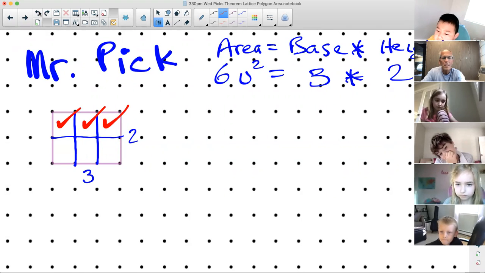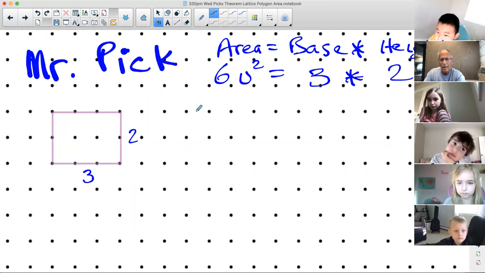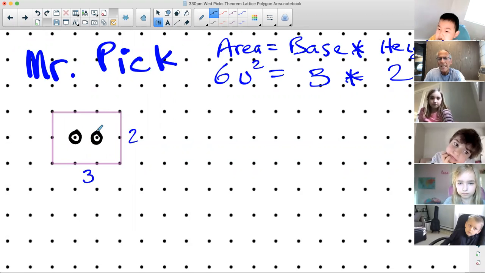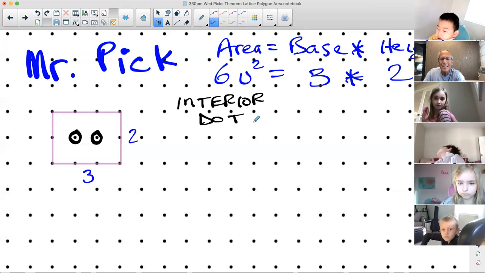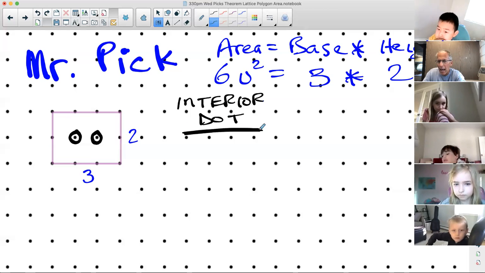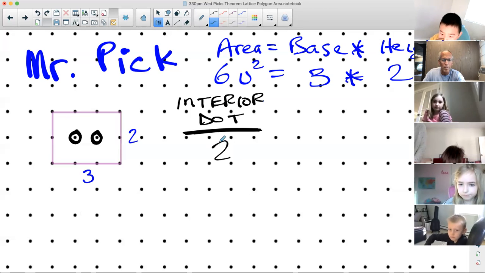Now, this is what Mr. Pick was thinking about. Mathematician Pick said, hey, what if I count the dots in the middle? He called those interior dots. So I'm going to write down the word interior dots, the dots that are inside our rectangle. How many dots do you see? 2. Let's write down the number 2.